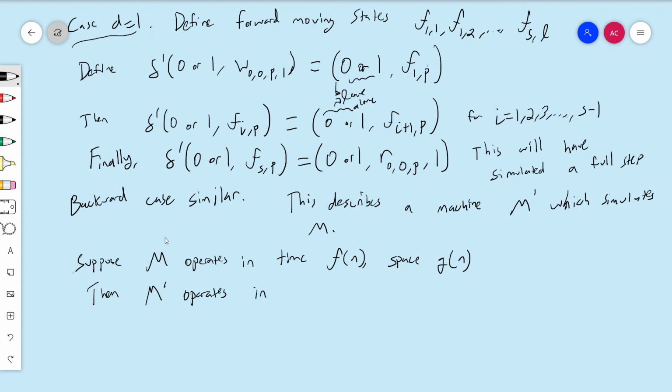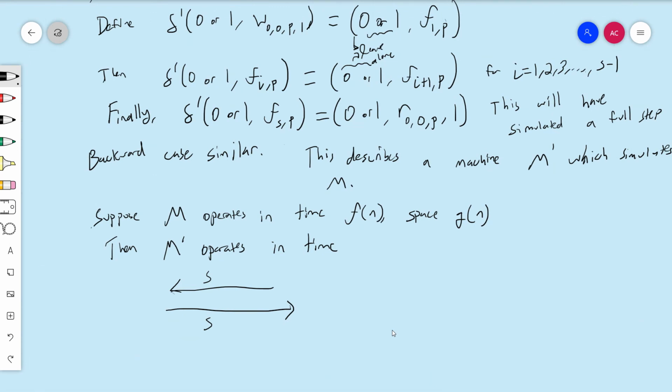M prime operates in time what? Well, if f of n is the runtime, how many steps does it take to simulate one step? I have to go forward, and that's going to be s steps. Then I need to go backward again, another s steps. These aren't exact numbers, but they're more or less correct. Then I need to go either forward again or backward, s more steps. So basically 3s steps per step. So 3s times f of n is the operating time for M prime.